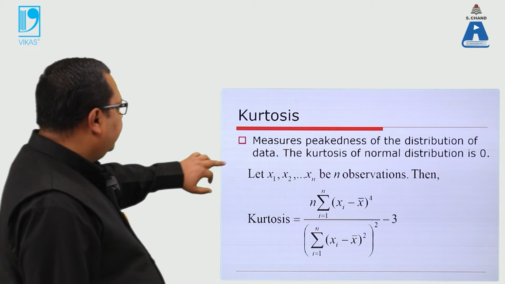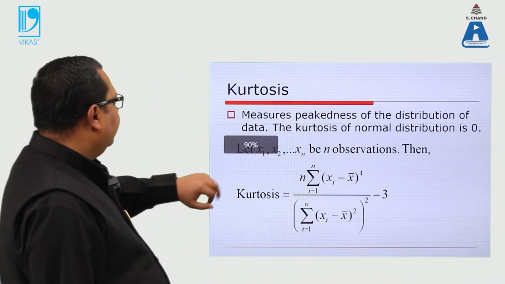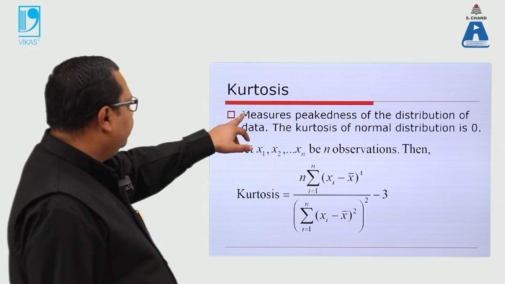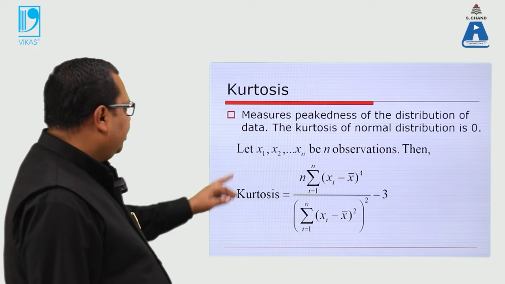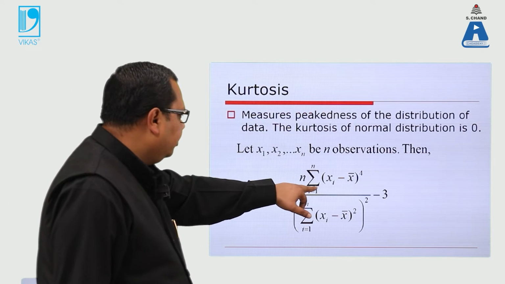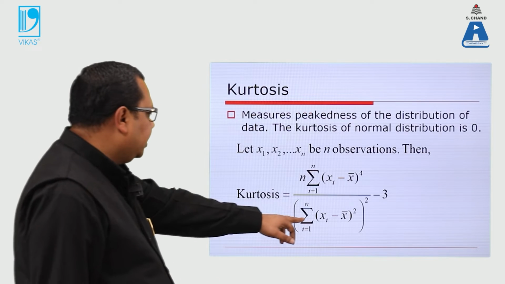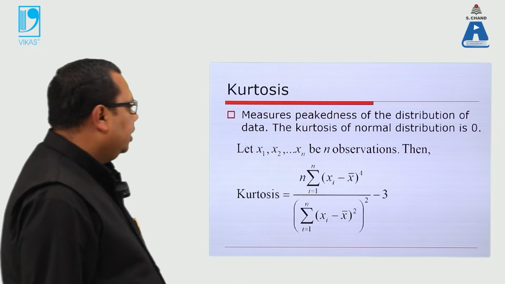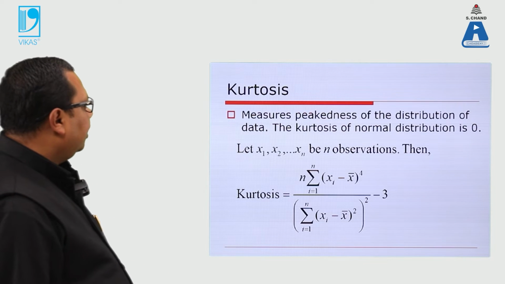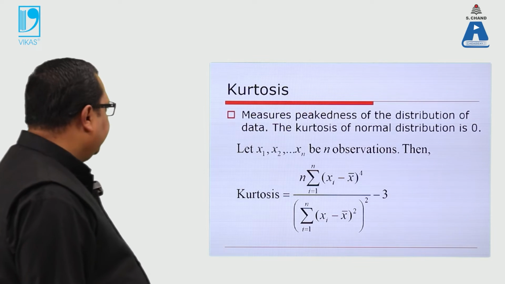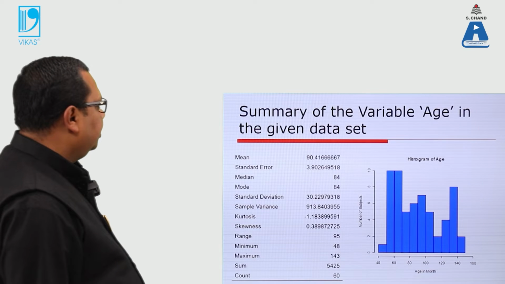So let's take another thing which is called kurtosis, which is a measure of the peakedness. It has a formula: the sum of xi minus x bar whole raised to the power 4, divided by the sum of xi minus x bar whole raised to the power square, minus 3. So we will calculate both, we'll take some data and we'll make the calculation.